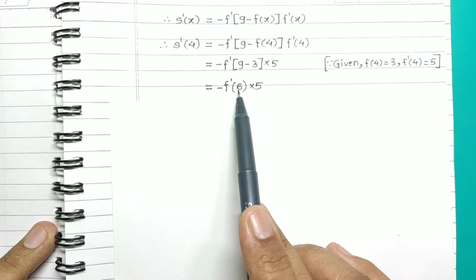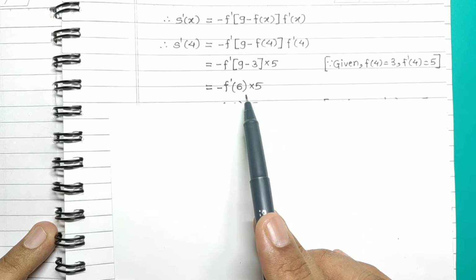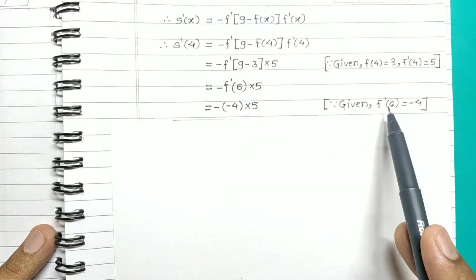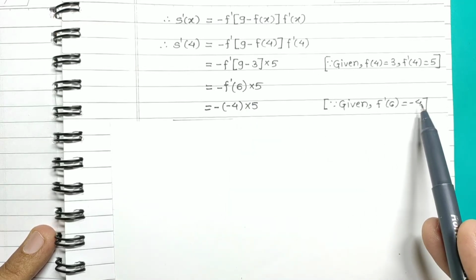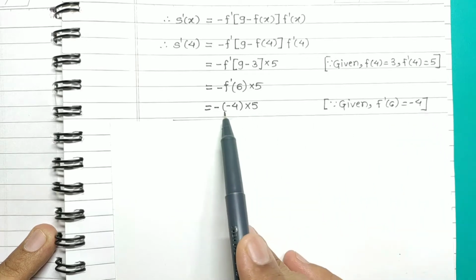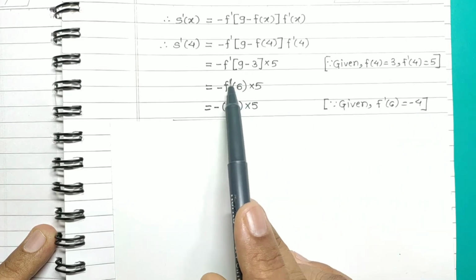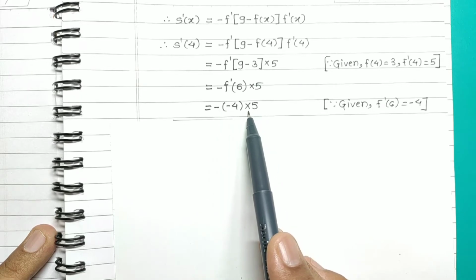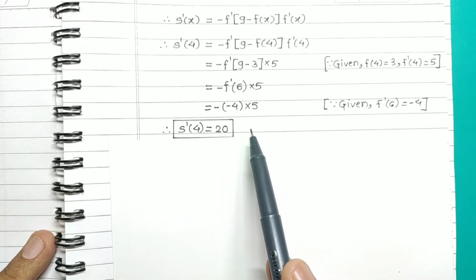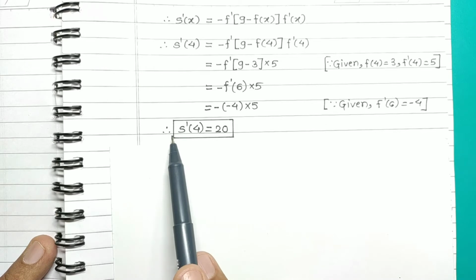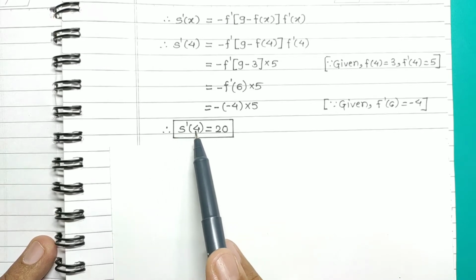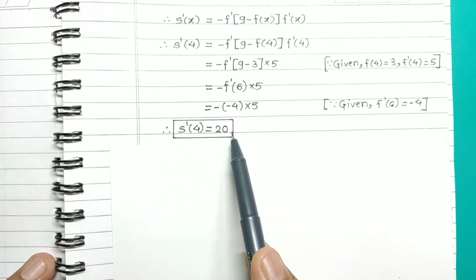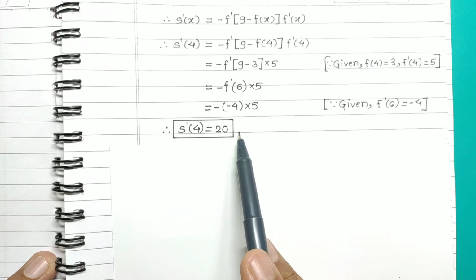Again this f dash of 6 value is given to us. So using that value, f dash of 6 is equal to minus 4. We have minus of minus 4 into 5. So it becomes 20, and finally we have s dash of 4 is equal to 20 as the required value.